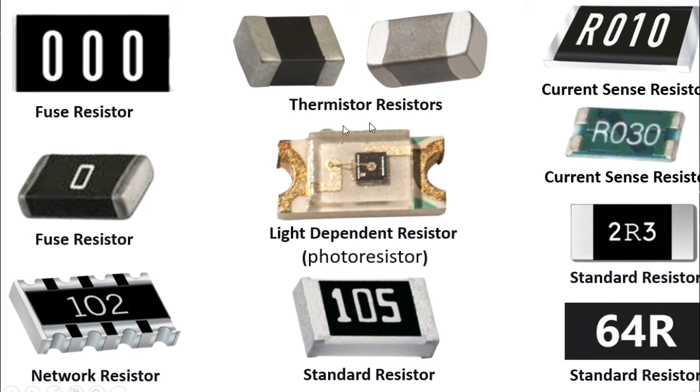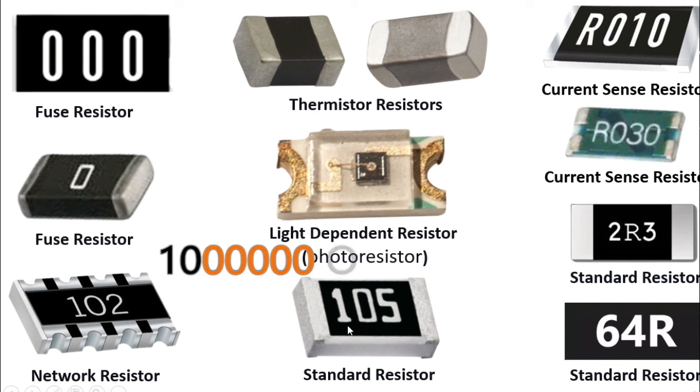So here, as you can see, these are thermistor resistors. You can find thermistor resistors in a black color or in a brown color. This resistor, as you can see, is a light dependent resistor or a photoresistor. Over here we have the standard resistor. So this and this and this, all these 3 resistors are standard resistors. The value of this resistor is 1 mega ohms.